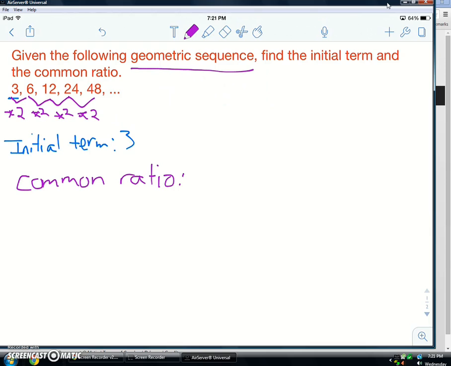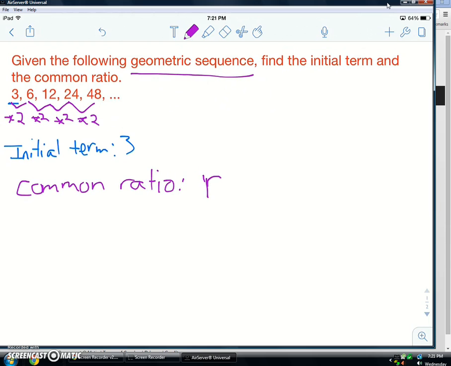And a common ratio is going to be denoted by a lowercase r. Oops, my iPad's giving me some problems here. Here we go. So lowercase r for common ratio, instead of writing common ratio every time, that's a lot of work. So we'll say r equals, for us in this case, 2. Our common ratio is the number 2.